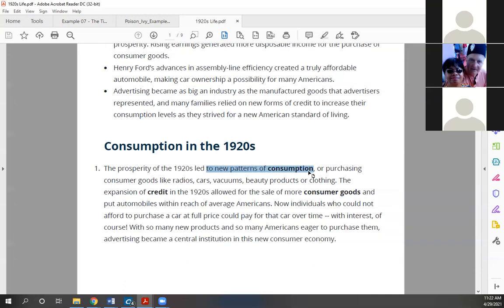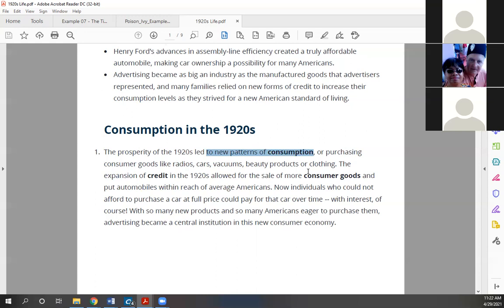Okay. So Jendai, you were one of the first two people to log in. Can you read paragraph 1 for us? Sure. Okay, here we go.